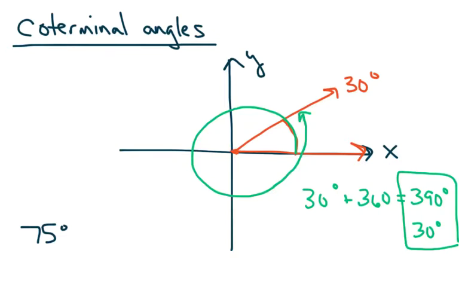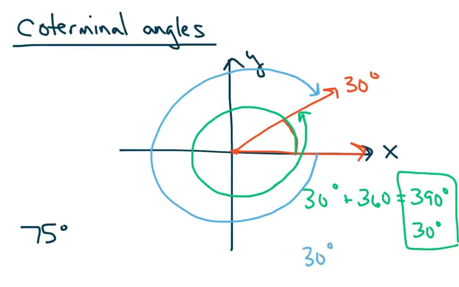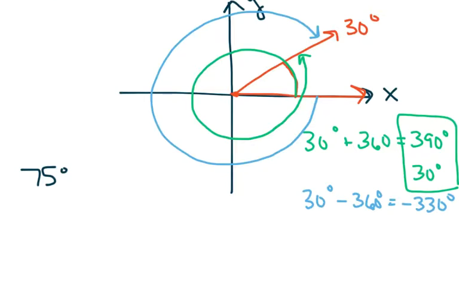You can also go the other direction. What if I start at my initial ray on the positive x-axis, and I go in the negative direction and then stop here? Well, wouldn't it be 30 degrees minus 360, which is negative 330 degrees? So negative 330 degrees is in the same location as 30 degrees and 390 degrees. So now those three angles are all coterminal.